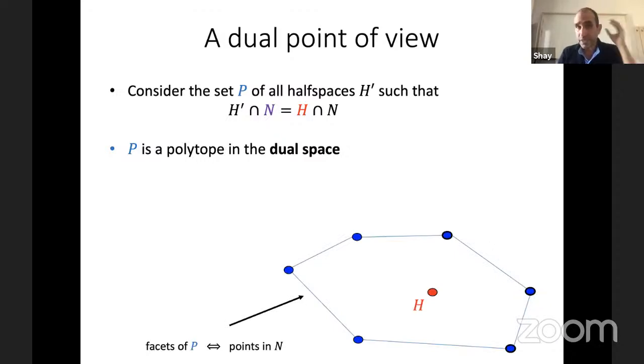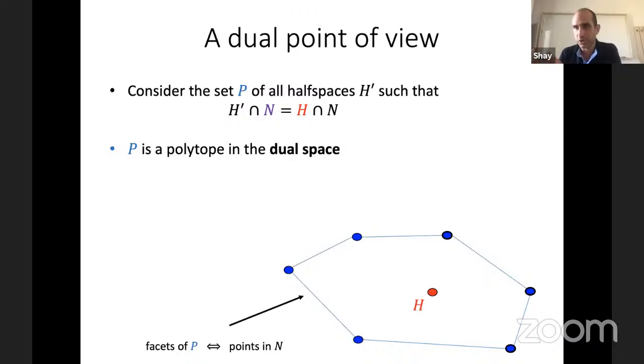Moreover, the complexity of this polytope in the dual space is small. For every point in N, we have a constraint which says that we need to agree on this point with the input half space H. So every point in N defines a dual constraint in the dual space. The inner product with this point has to have the same sign like the inner product of H. So you see, we get a polytope in the dual space, and this polytope can be described by N half spaces. So the number of constraints is exactly the size of the epsilon net N.